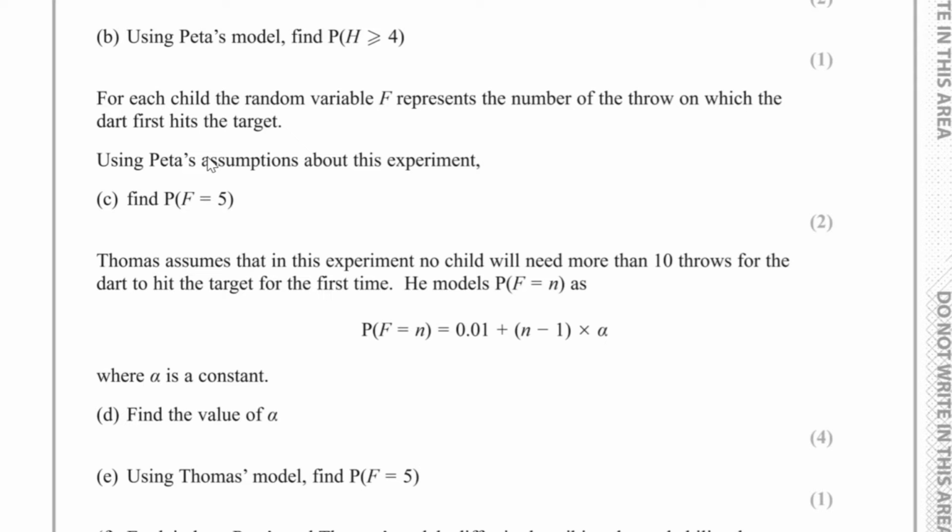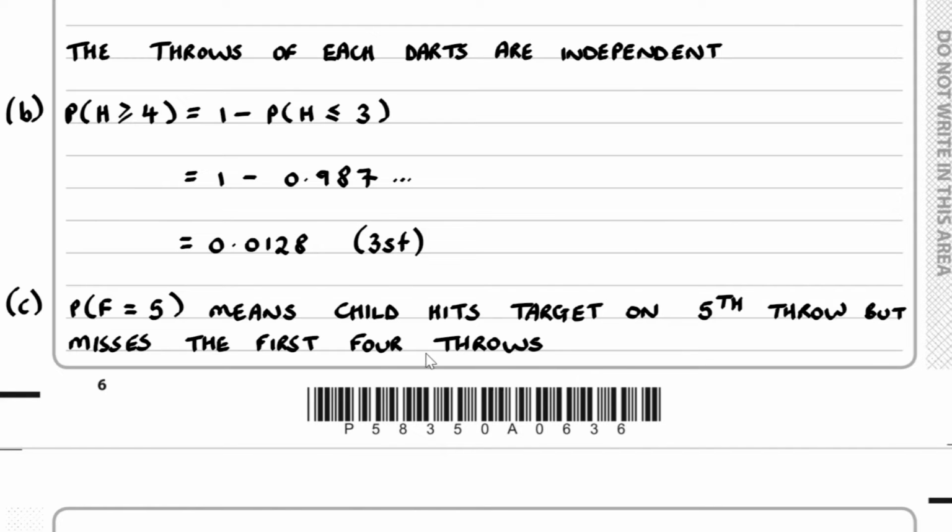Then for part C, for each child, the random variable f represents the number of throws on which the first dart hits the target. Using Peter's assumptions about this experiment, we have to find the probability that f is equal to 5. So, first of all, the probability that f equals 5, that means the child hits the target on the 5th throw, but misses the first 4 throws. Now to do this, we can draw a tree diagram.